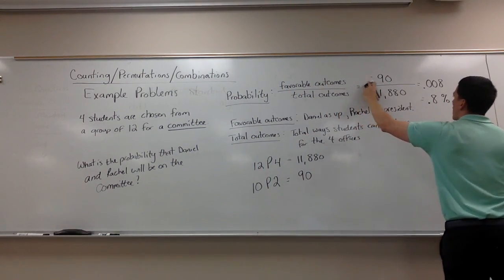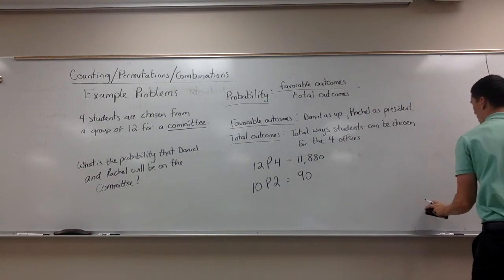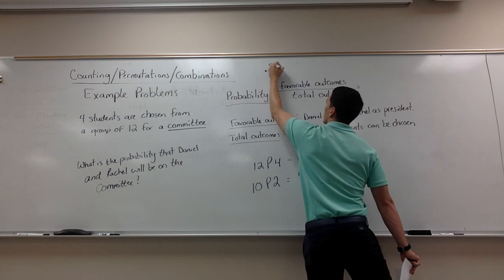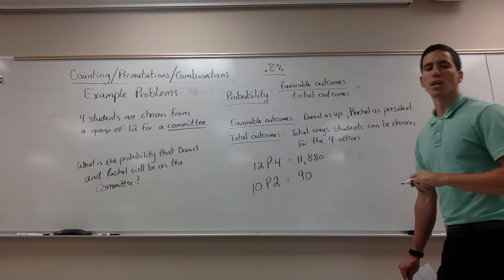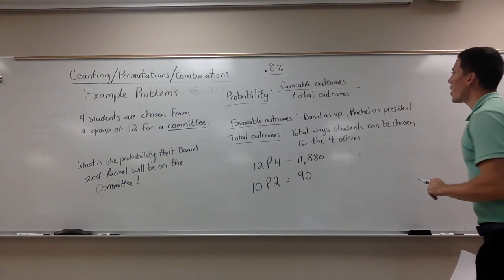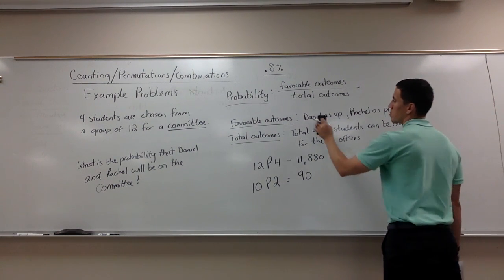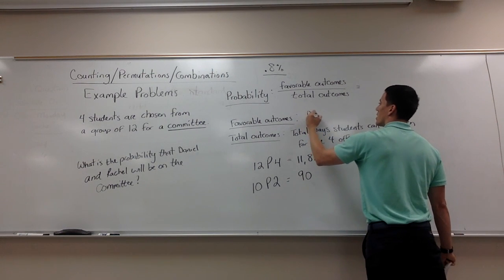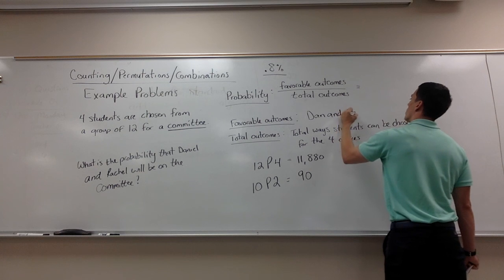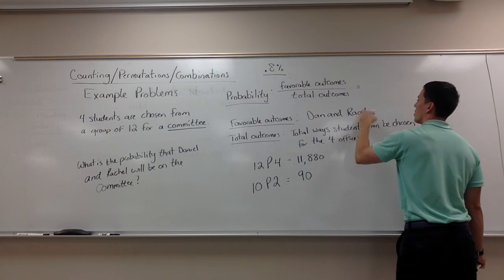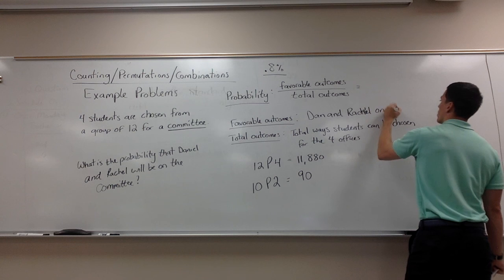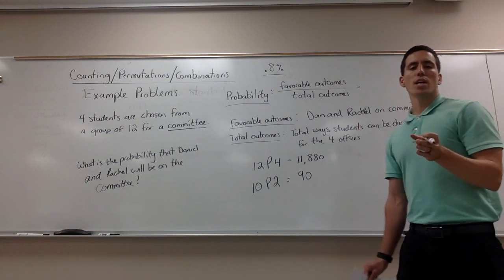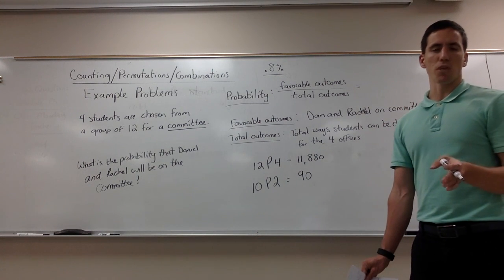Let's erase our previous calculations here, and I'm just going to keep for reference that our previous answer to our last problem was 0.8%. We want the favorable outcomes divided by the total outcomes. Our favorable outcomes in this problem would just be Dan and Rachel on the committee. Okay, so let's first answer that question. How many different ways can Daniel and Rachel be on the committee?